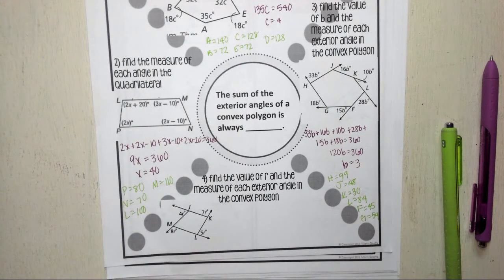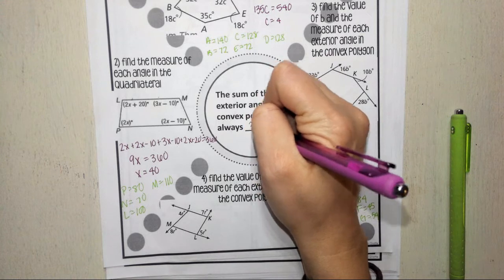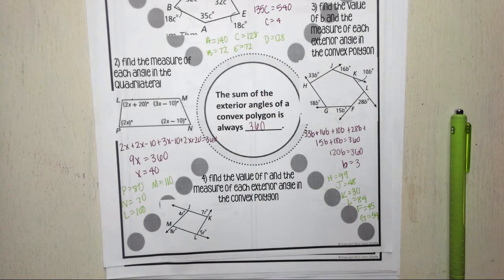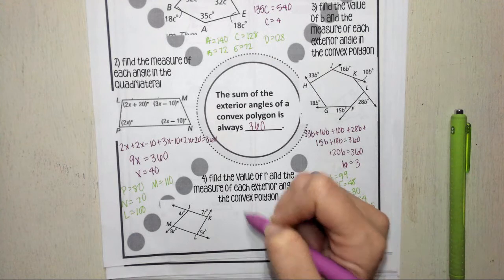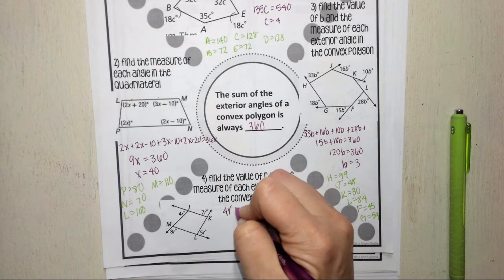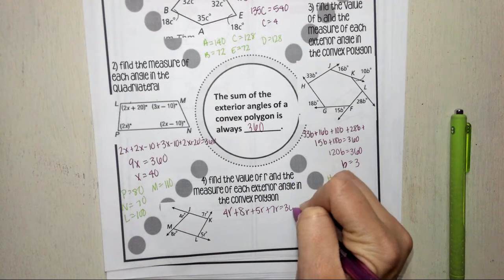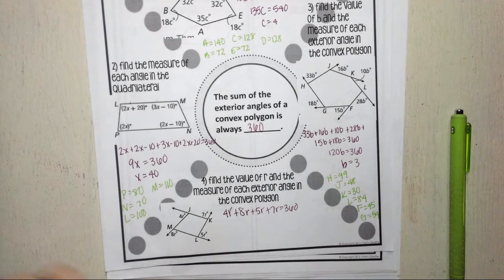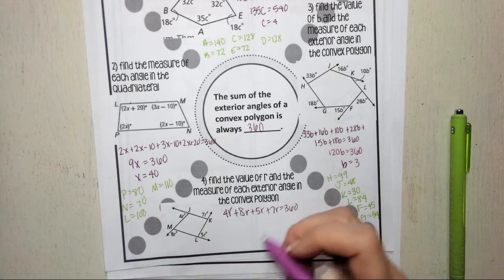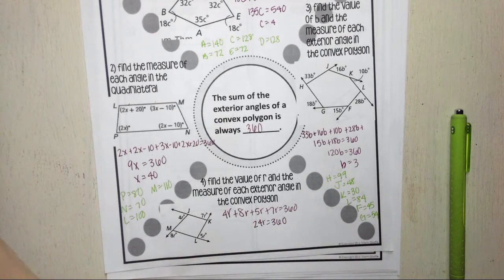Alright, number 4, find the value of r and the measure of each exterior angle. So again, it's exterior, that means you add it up and set it equal to 360. So we do 4r. I'm going to go counterclockwise this time just to mix it up. Plus 8r plus 5r plus 7r equals 360. And then add them up. 4 plus 8 plus 5 plus 7 is 24. And then you divide.